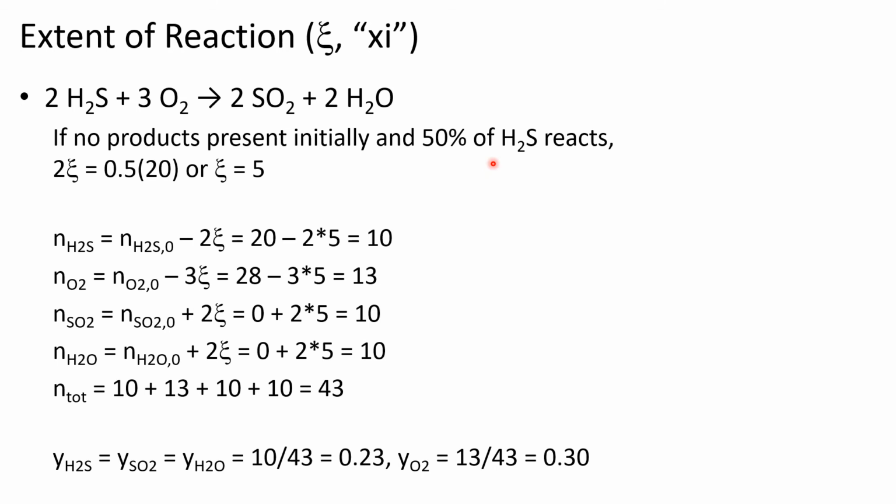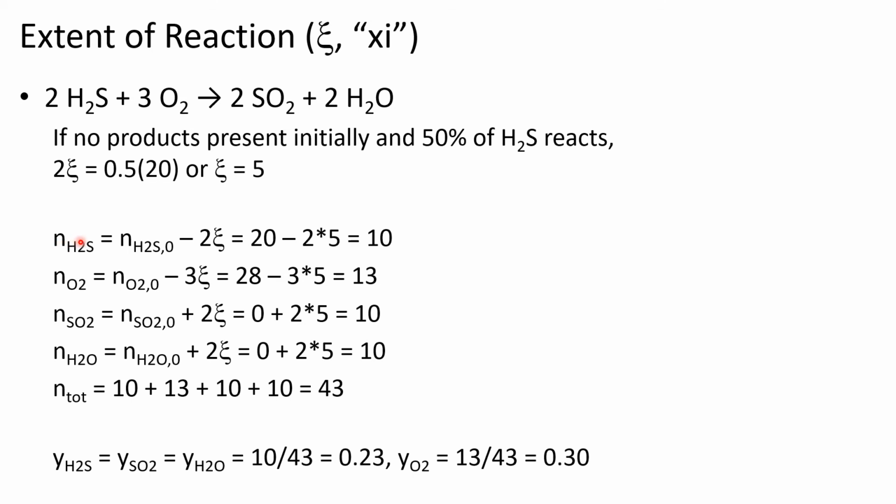If 50% of the H2S fed reacts, the amount that reacts is given by 2 times Xi. That's going to be equal to 50% of what's fed, so 0.5 times 20. So if we set 2 Xi equal to half of 20, which is 10, we find that the extent of reaction would be 5 for 50% consumption of the H2S that's fed. We can calculate the number of moles of H2S that exits from the definition of Xi in this equation for the amount that exits the reactor.